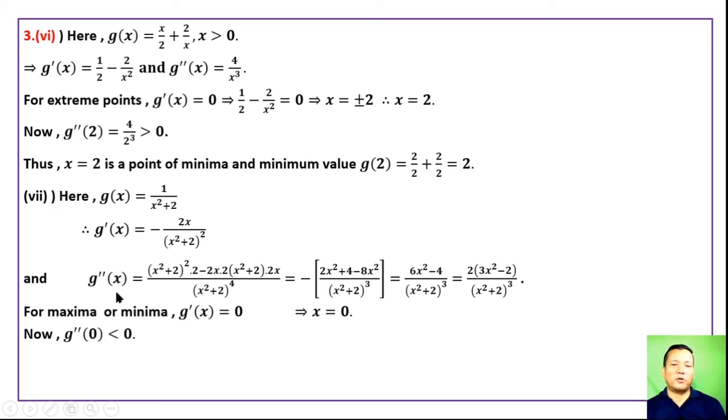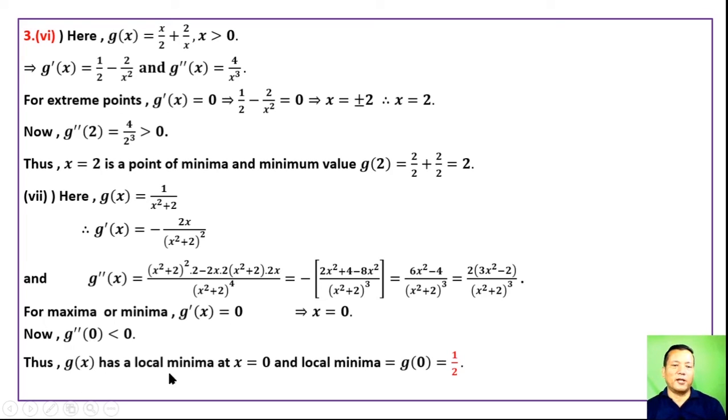Now g''(0) gives a negative number, that is less than 0. Thus g(x) has a local maxima at x equal to 0, and the local maxima value is g(0), that is half.